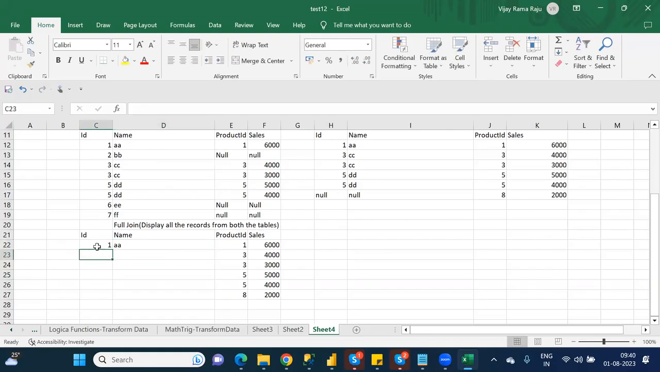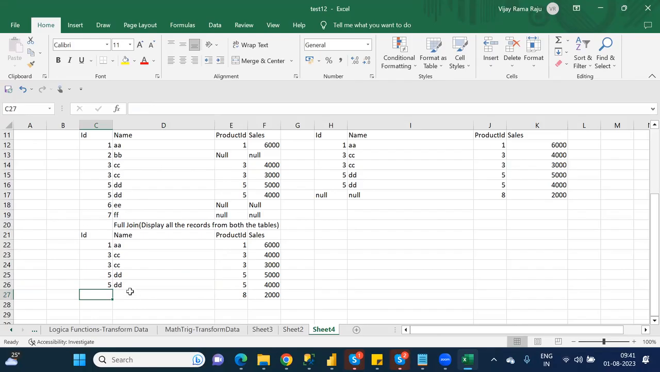Like 2 is there. So first, whichever is matching, those related you can write. Like 3, CC is there. And 5 is there, right? 5, DD. Understand? Next, whichever is pending from the left side table, those you have to write in the last.